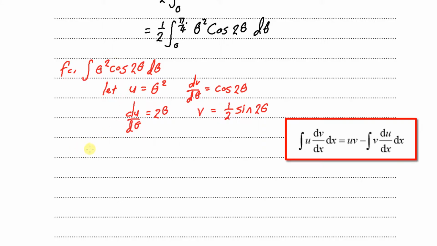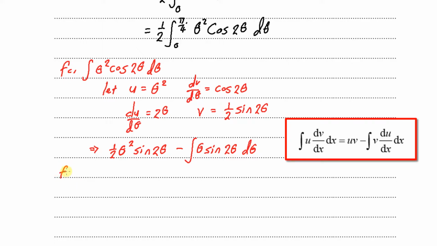So it means that we'll be getting uv, that will be half of theta squared sine 2 theta, and that's minus the integral of v and du by d theta, which is the integral of theta sine 2 theta d theta. But again for this part we will also need to do integration by parts for the integral of theta sine 2 theta d theta.